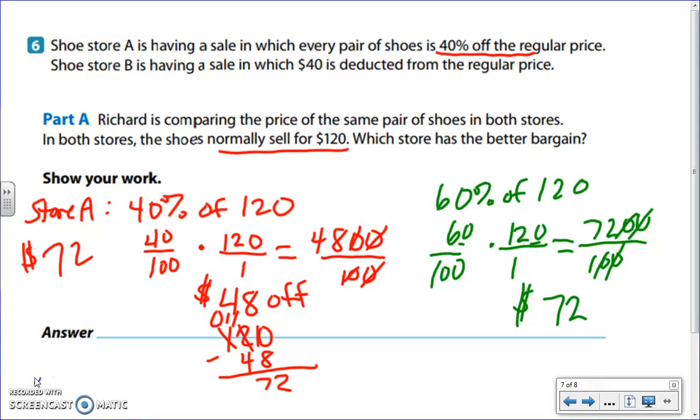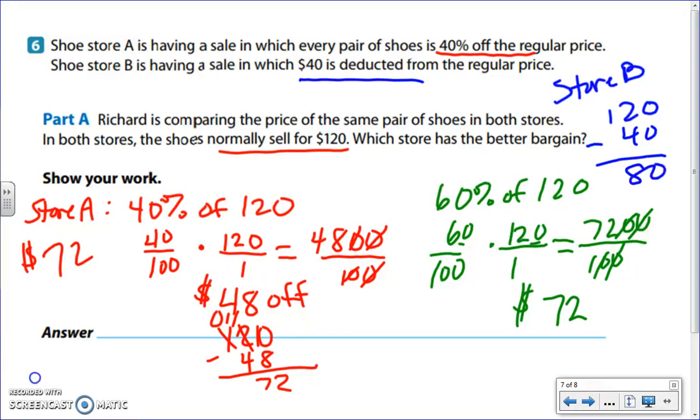In store B, it'll take a little less work. Store B just says that they take $40 off the price. So store B, we started with $120 and they're taking $40 off. Looks to me like they will cost $80. So when I ask which store has the better bargain, you're buying the same pair of shoes. You can either buy it for $72 or $80. Store A is definitely the better bargain. You can save $8 more at store A.